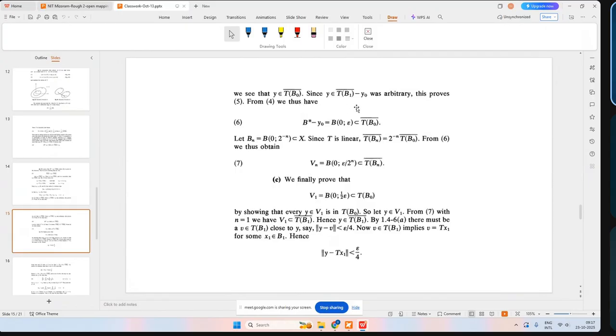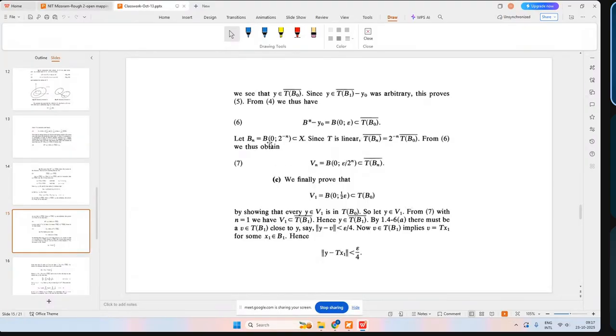So the problem is now a question of using induction, and you proceed with it. Okay, so from 4 we have B star minus y naught is B epsilon 0, that is nothing but TB naught closure contained in that. This is the consequence of the Baire theorem.